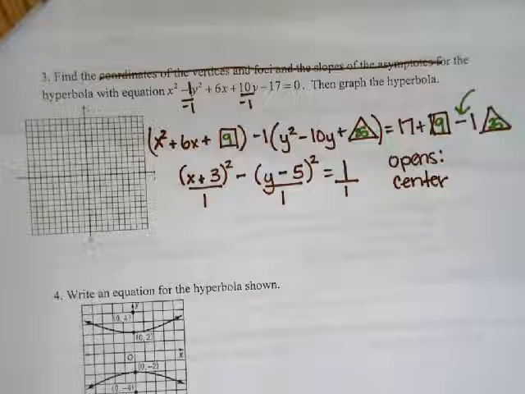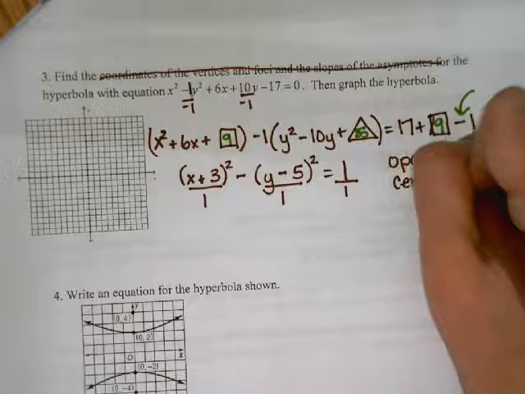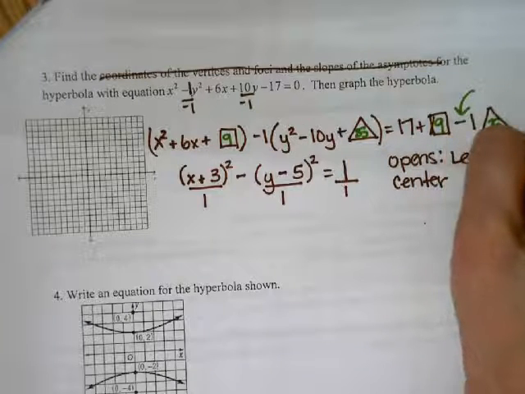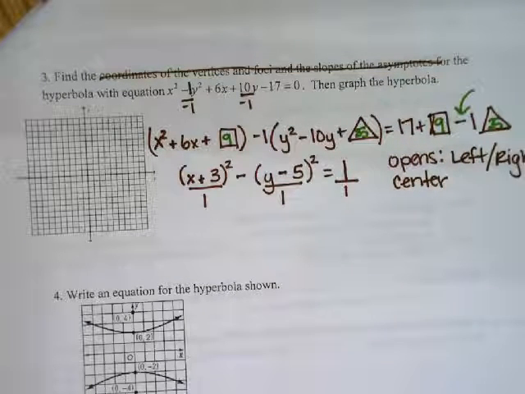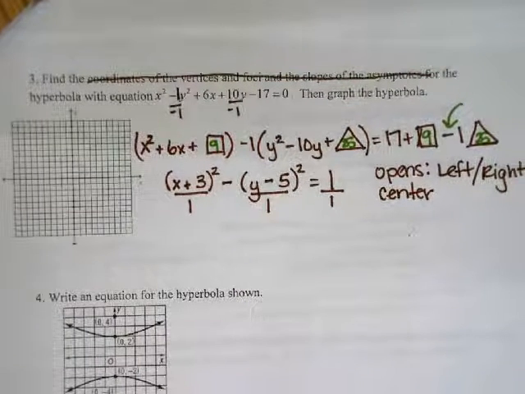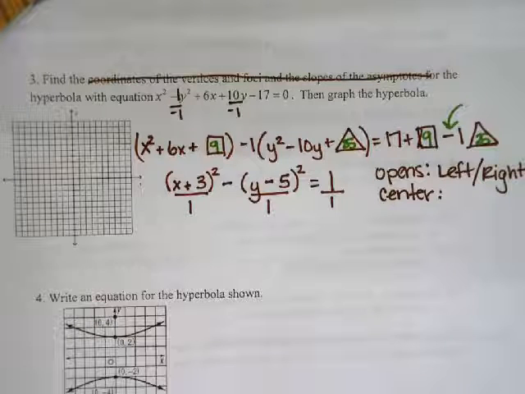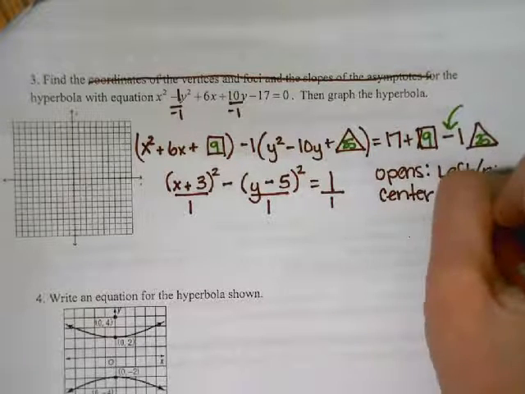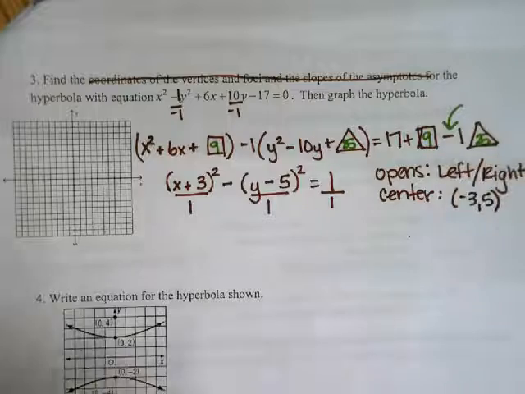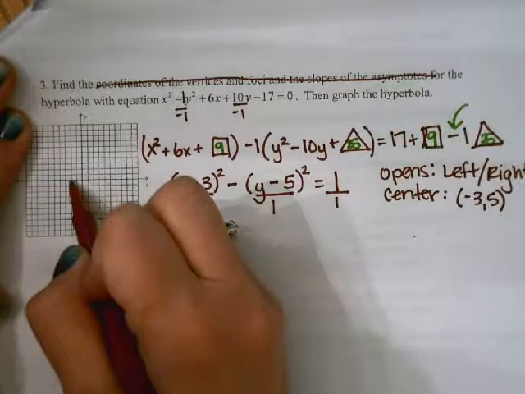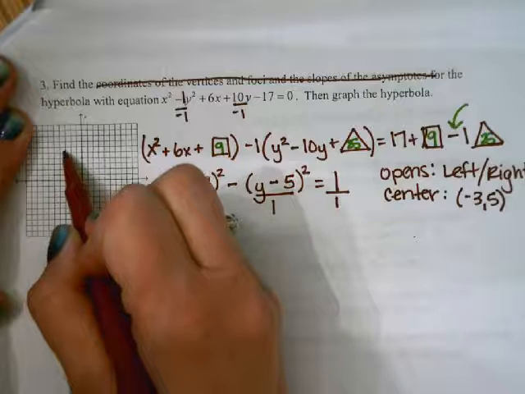Okay, which way does this open? Left and right, thank you. Where's my center? Thank you. All right, so negative 3, 1, 2, 3, 1, 2, 3, 4, 5.